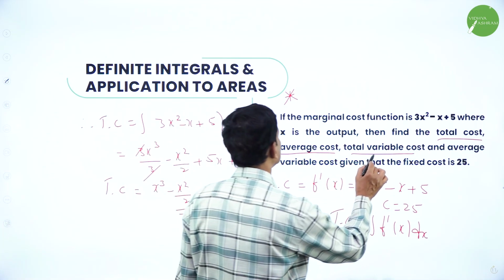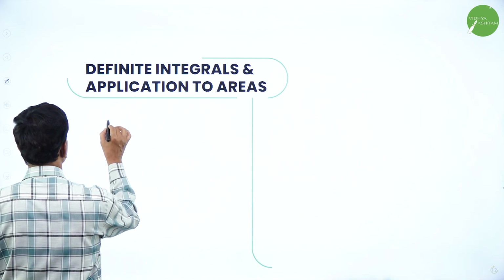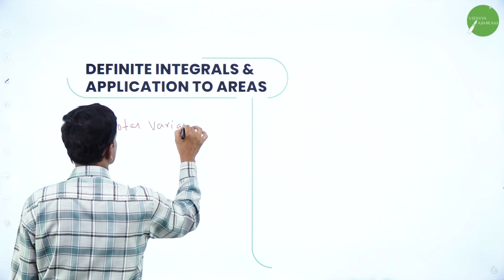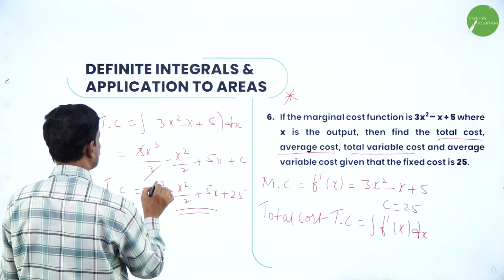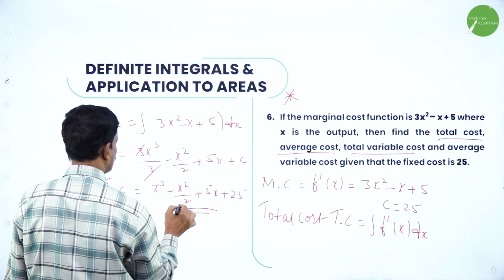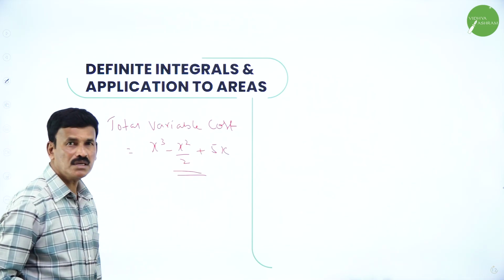Okay. Then the total variable cost. This itself is the total variable cost. So total variable cost is equal to x cube minus x square by 2 plus 5x. That's all. This is the total variable cost.